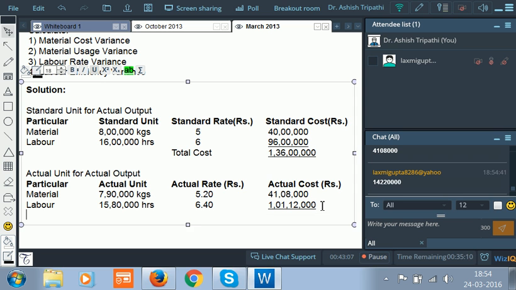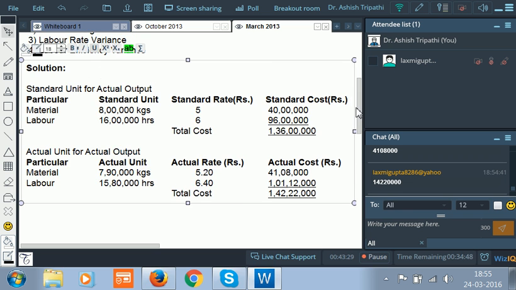$41,08,000. Yes, you are correct. 1 crore 42,20,000. So we will say total cost as 1 crore 42,22,000.